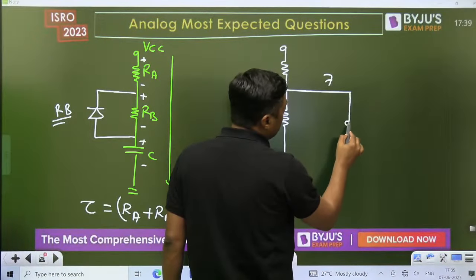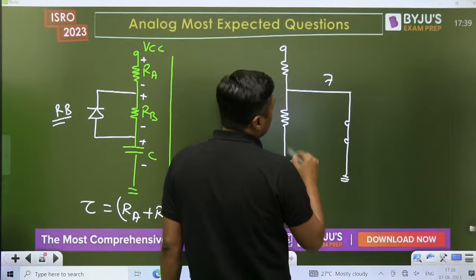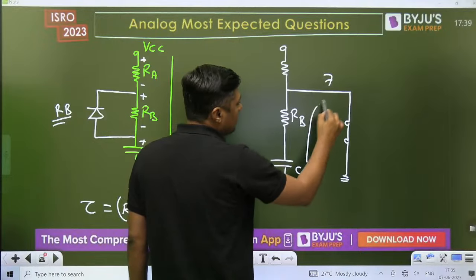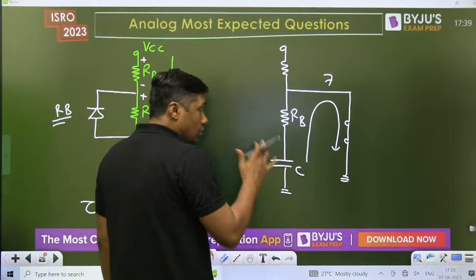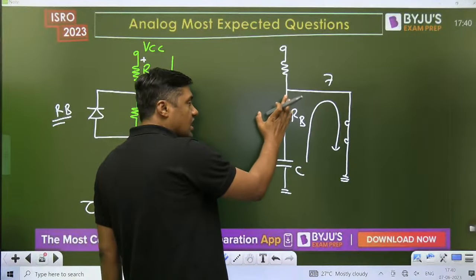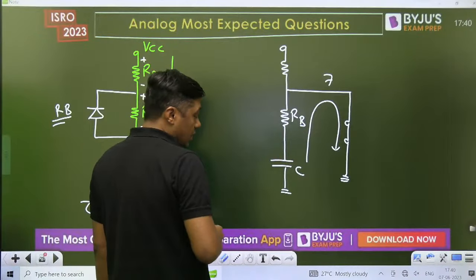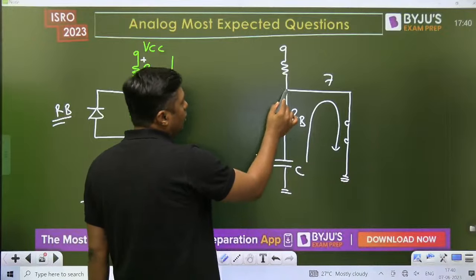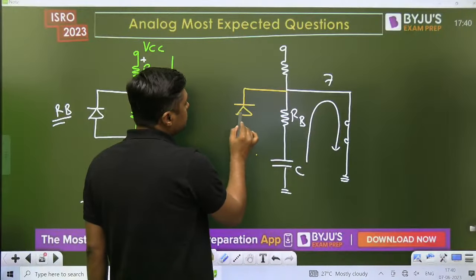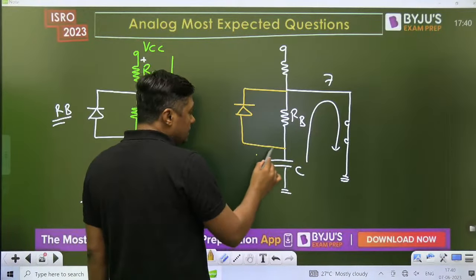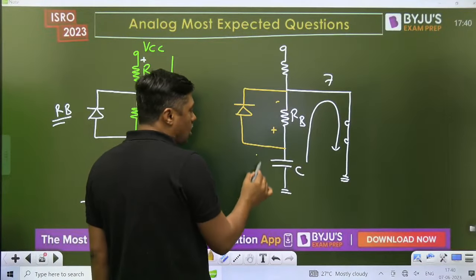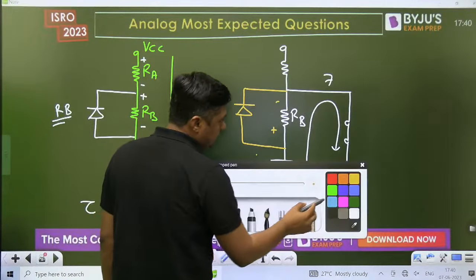Internally we have one transistor that is on. Then this is called RB and that is called C. The capacitor will discharge like that. If the diode is not present, the discharging time constant is RB C. But if the diode is present, what will happen? The diode is present, then guys, because of this plus and minus, the diode is on and the current will flow like this.